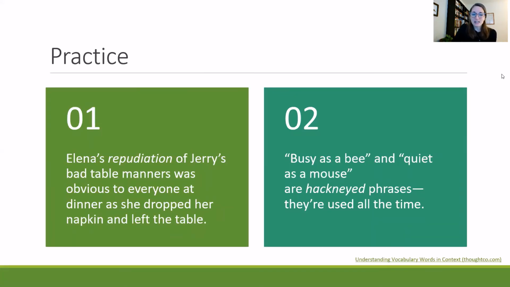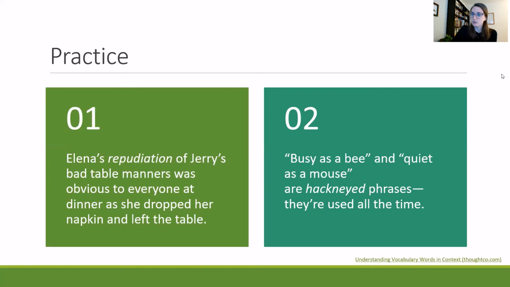The first one says, Elena's repudiation of Jerry's bad table manners was obvious to everyone at dinner as she dropped her napkin and left the table. So here we see the word repudiation, and repudiation is something that belongs to Elena, perhaps a feeling. Now she says Elena's repudiation, what is it coming from? What's causing it? Oh, I see, Jerry's bad table manners. And what happens because of this repudiation? Well, she drops her napkin and leaves the table.